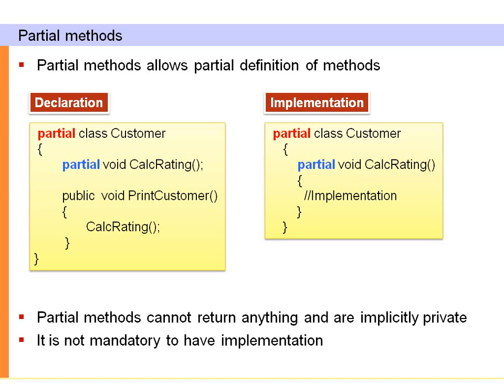Another interesting aspect of partial methods is it is not mandatory to have implementation. You can just have declaration. So, you can just have declaration of calc rating and implementation need not be there. In this case, even if a call is made to partial method, without any implementation, nothing happens. So, no error is given.